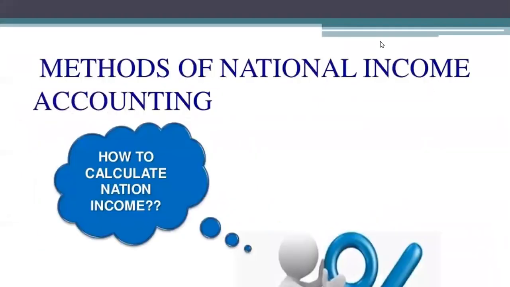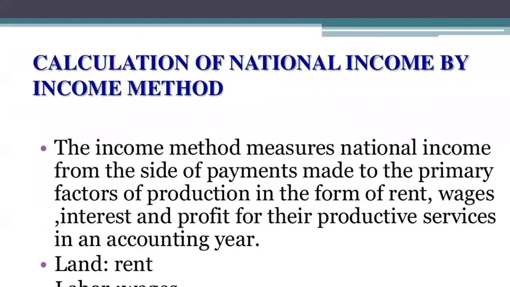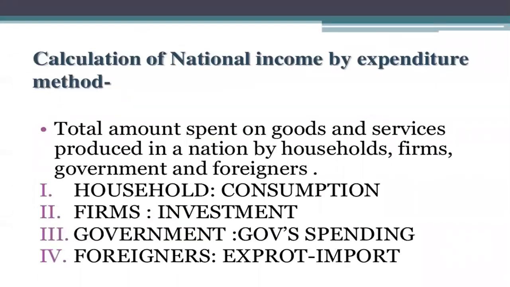So now we will discuss the third method of measurement of national income, that is, national income by expenditure method. Factor income earned by the factors of production is spent in the form of expenditure on purchase of goods and services produced by firms.